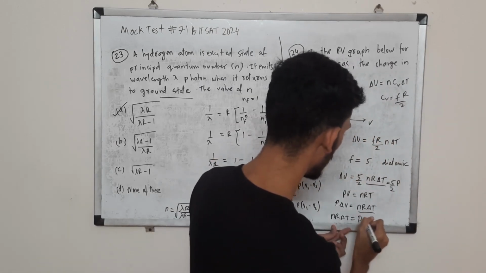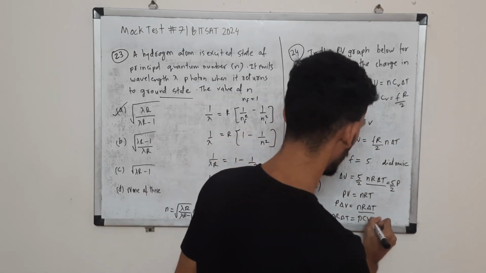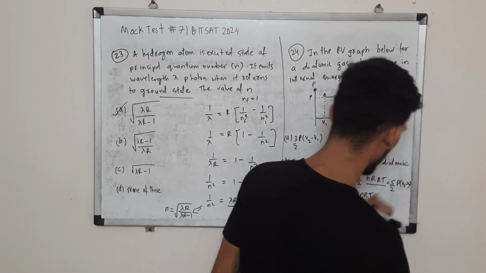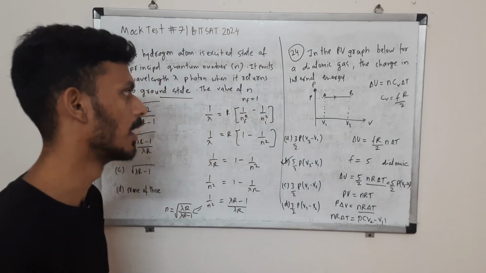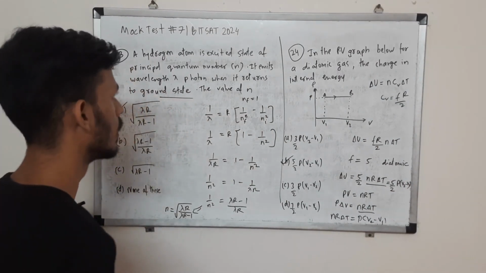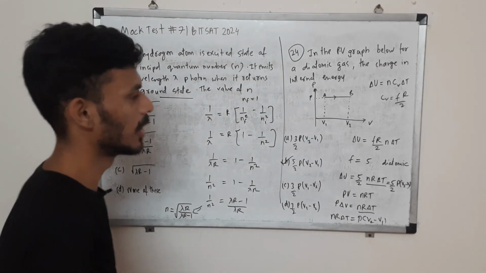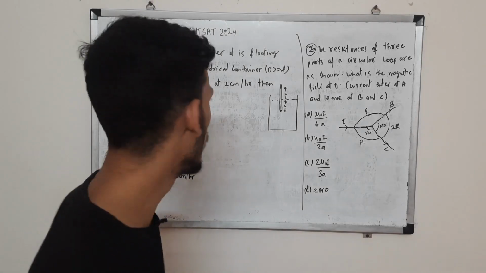So 5 by 2 into P into delta V. P into delta V is nothing but change in volume, final volume minus initial volume. So V2 minus V1. So 5 by 2 P into V2 minus V1. So that is option B. So that will be our correct choice. So let's move to the next set of questions. Now discuss question 25 and 26.